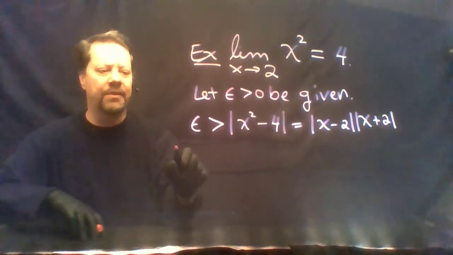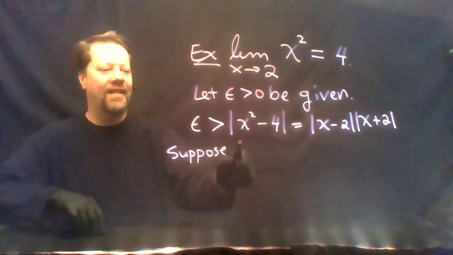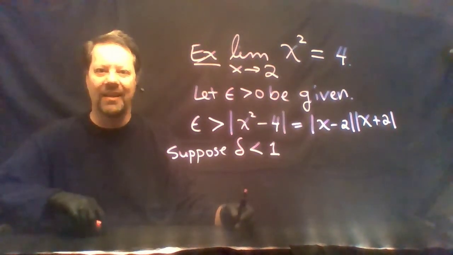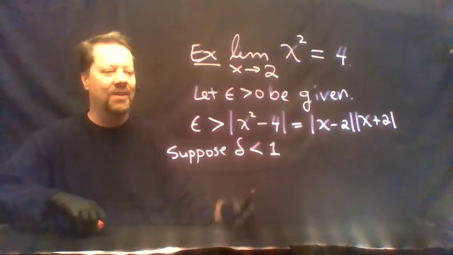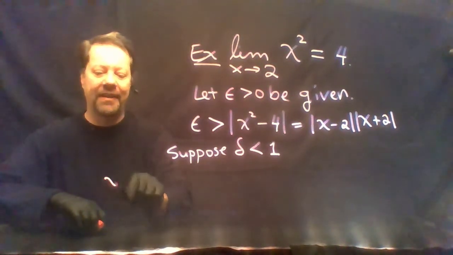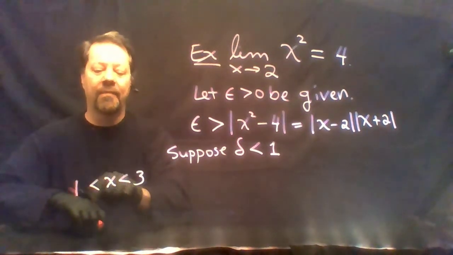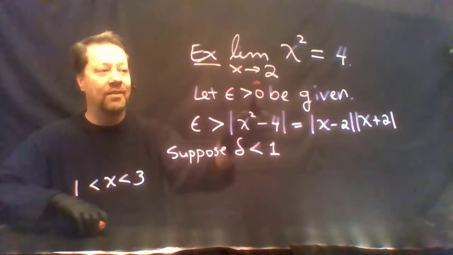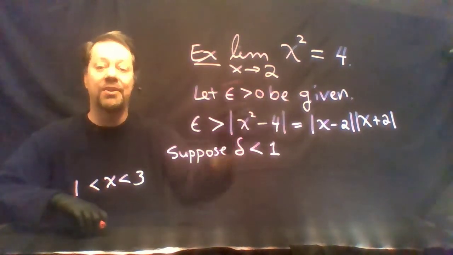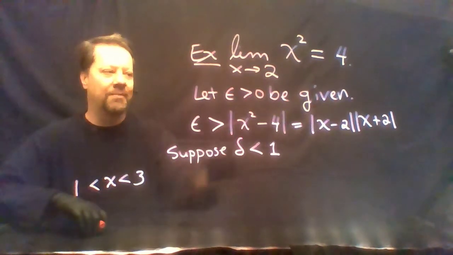We're going to suppose that delta is no bigger than 1. What does that mean about our x values? That means you have x values that go between 1 and 3, no more than 1 unit in the domain away from the value 2. 1 unit this way, 1 unit that way from 2.